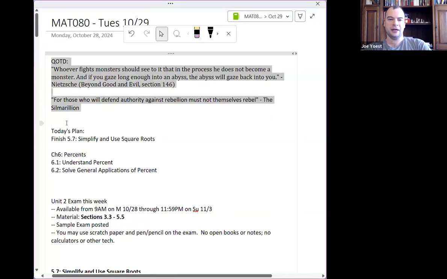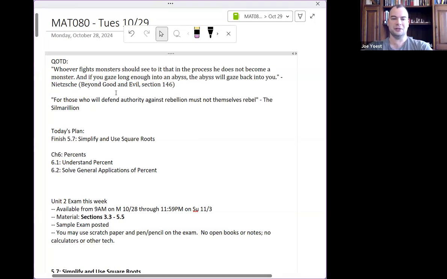Oh, quote of the day for today. Actually, two quotes related to a common theme, at least in my mind, at least the way that I think anyway. One is by the philosopher Friedrich Nietzsche from the early 1900s, and comes from his book Beyond Good and Evil. There's a section of his book where he has a listing of aphorisms or little sayings, and this is a pretty famous one. He wrote it in German, so it's been translated in several different ways, but it says something like, whoever fights monsters should see to it that in the process he does not become a monster. If you gaze long enough into the abyss, the abyss will gaze back into you.